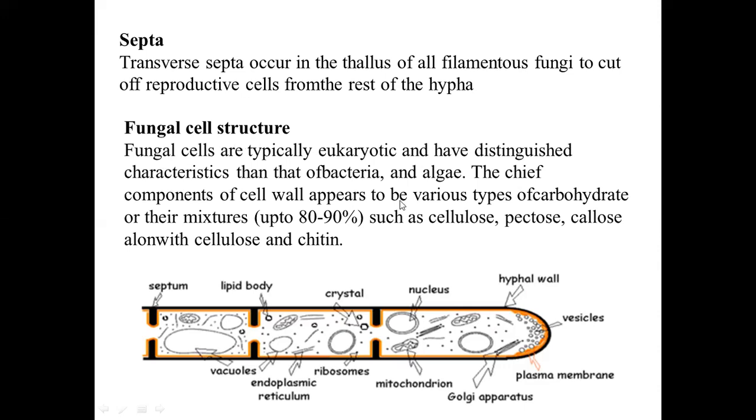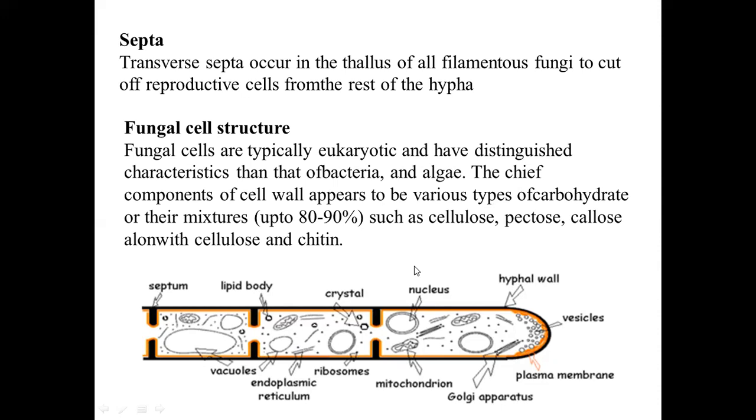Fungal cell structure. Now we are going to see the cell structure. Fungal cells are typically eukaryotic and have distinguishing characteristics from those of the bacteria and algae. The chief components of the cell wall appear to be various types of carbohydrates or their mixtures, up to 80 to 90%, such as cellulose, pectose, callose, along with cellulose and chitin.